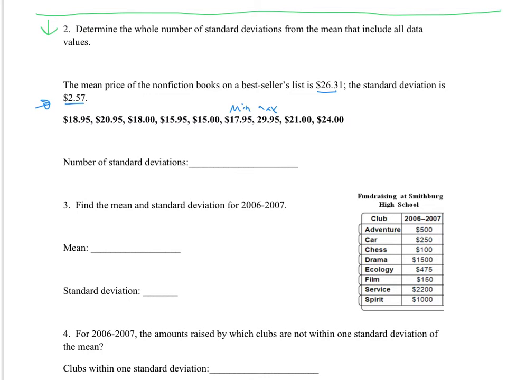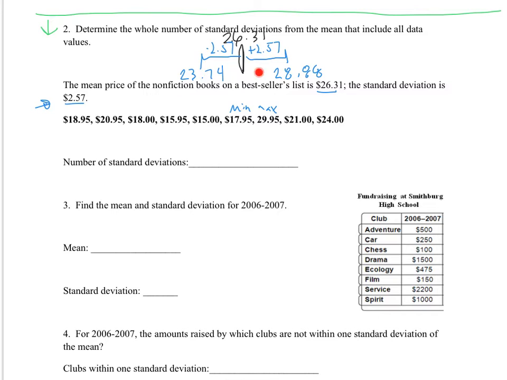We start in the mean, so that's where we start from. So my mean here is 26.31. One standard deviation would be moving 1 to the right, so I'm going to add 2.57, and then 1 to the left, so I'm going to subtract 2.57. Now if I do that, I get 28.88, and when I subtract, I would get 23.74.